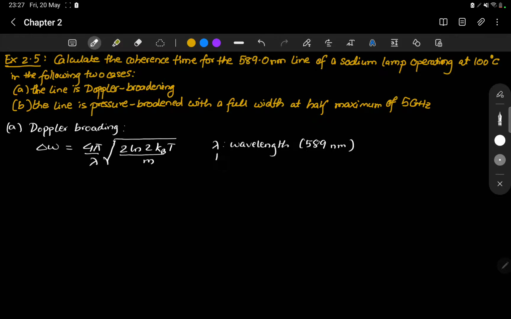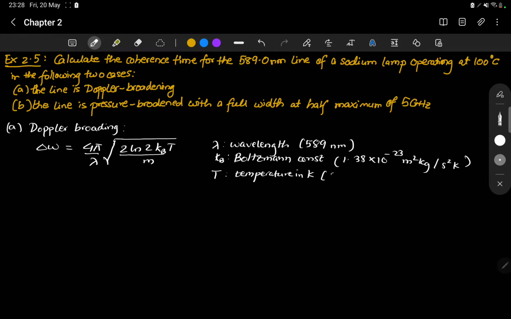Then we have kB, which is the Boltzmann constant. The value being 1.38 times 10 to the power minus 23 meter squared kg per second squared Kelvin. So this is the Boltzmann constant. T is the temperature in Kelvin. In our case that would be 373 Kelvin, which is the same as 100 degrees centigrade.